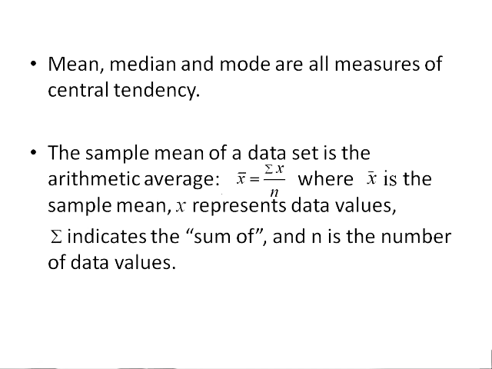Let's first look at the sample mean. The mean of a data set is just the arithmetic average. Now in symbols, we have x bar is equal to sigma x divided by n, where x bar is the sample mean, x represents the data values, the capital Greek letter sigma indicates the sum of, and n is the number of data values that are present.